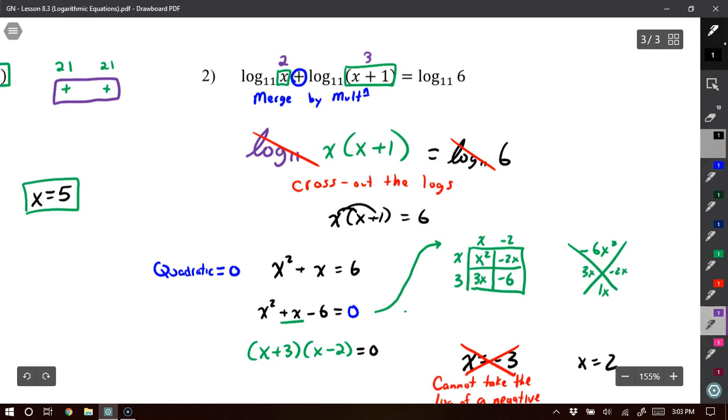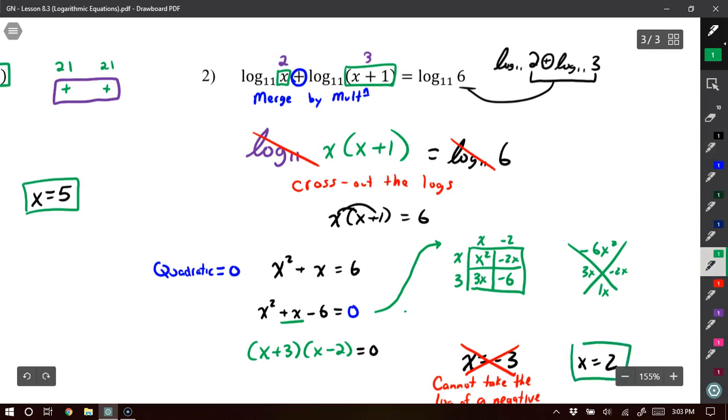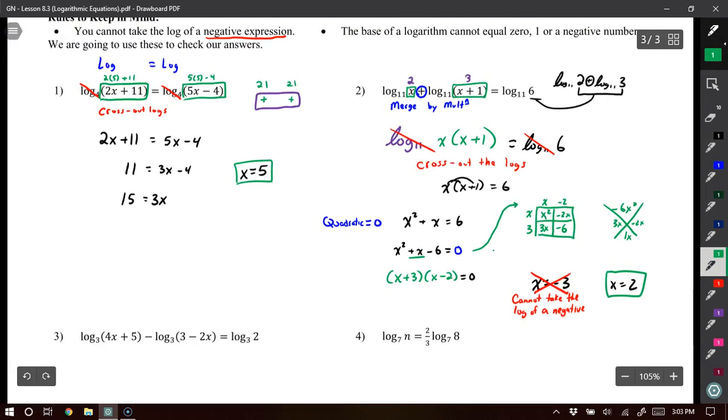Now I want you to kind of think about this for a minute. This is really interesting. If I have log base 11 of 2 plus log base 11 of 3, what do we say we do? When we add logs, we merge by multiplying these together. And doesn't that give us 6? So we actually get 2 statements. We go through and do it. So I like this one. This one is acceptable because it got me positives when I plugged in.